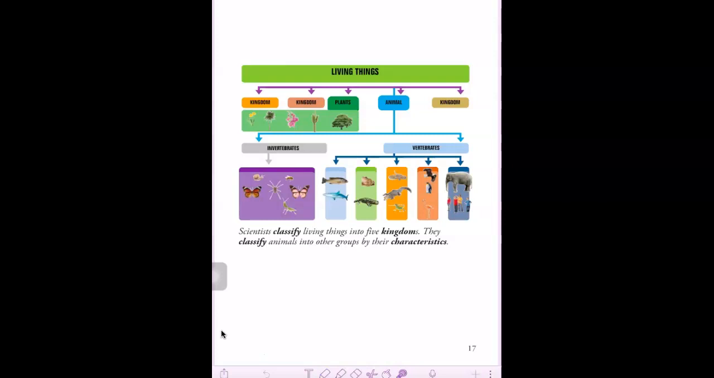So we can see this is all living things, and we have different kingdoms. We don't know what these other ones are yet, we're learning about plants and the animal kingdom. And in the animal kingdom, we can classify and sort those into even smaller groups.